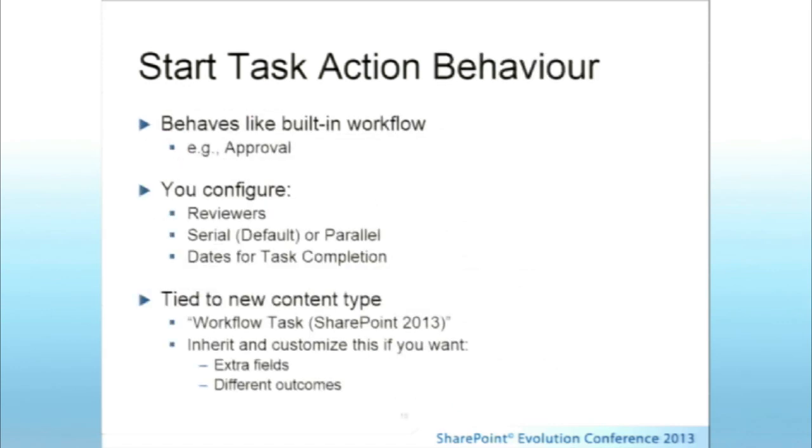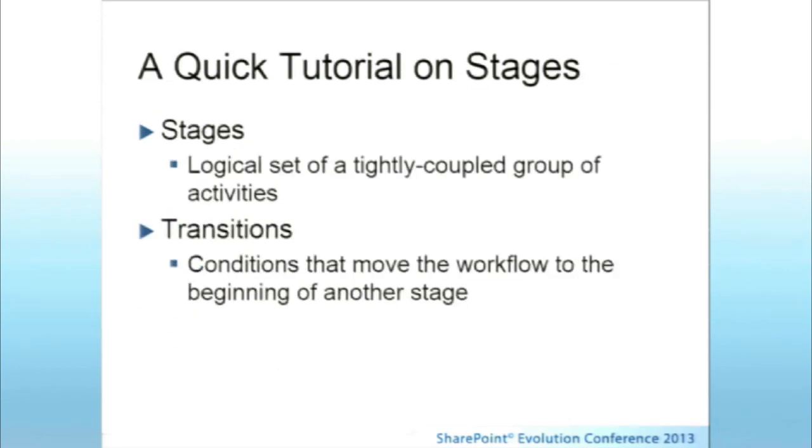A task behaves like a little built-in workflow. You configure who the reviewers are, you decide if it's serial or parallel, and any due dates for task completion. But it's tied to a new content type called workflow task, and then in brackets SharePoint 2013. If you want something more than simple approve, reject, you're going to have to customize it, and you'll see all this in just a moment. So we're going to be customizing some tasks. It's necessary because we don't get to configure a task very richly anymore.